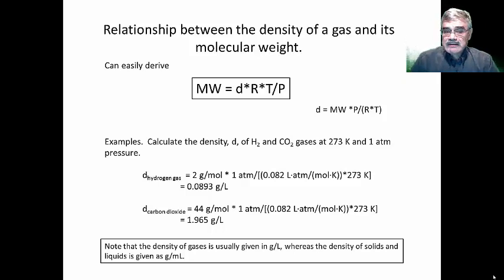So we've calculated the density of hydrogen gas. It's a small number, 0.0893 grams per liter. If you do the same calculation for carbon dioxide, you get 1.965 grams per liter.